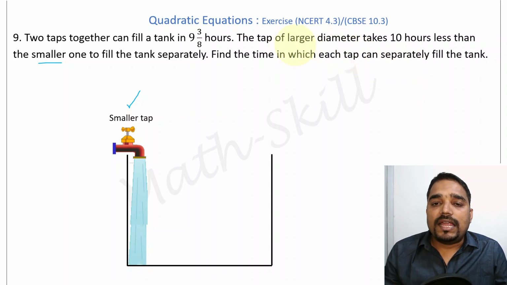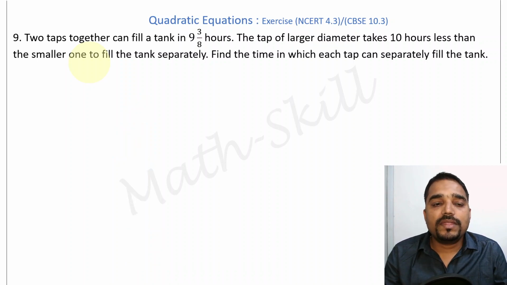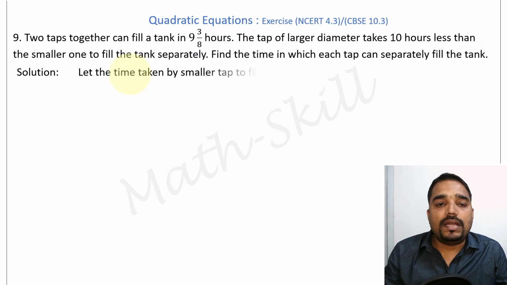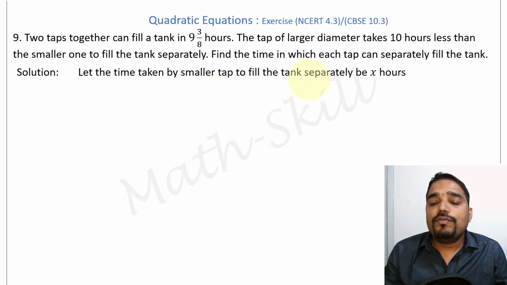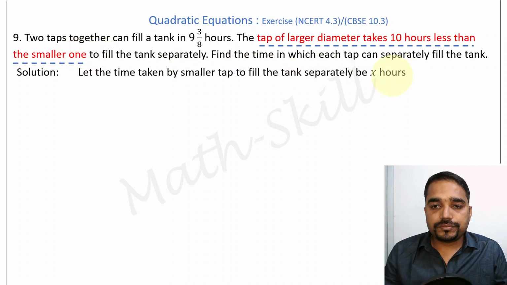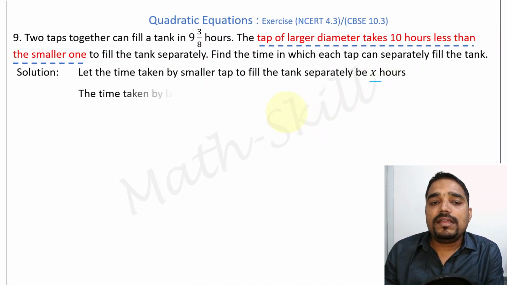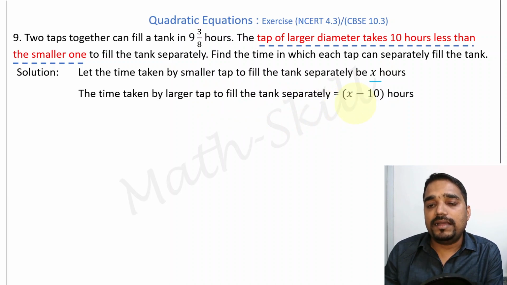Since the time taken by the larger diameter pipe is given in terms of the time taken by the smaller diameter one, let us assume the time taken by the smaller diameter tap to be x hours. That is, I've assumed that the time taken by the smaller diameter tap to fill the tank separately is x hours. With this, because he is saying that the tap of a larger diameter takes 10 hours less than the smaller one, the time taken by the larger diameter tap would be x minus 10 hours. This is based on the statement which is given here.